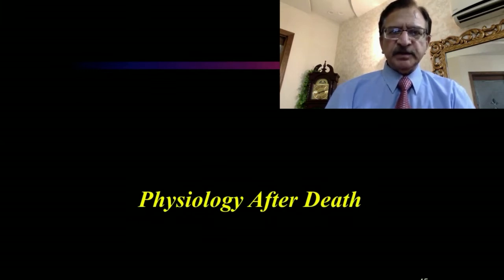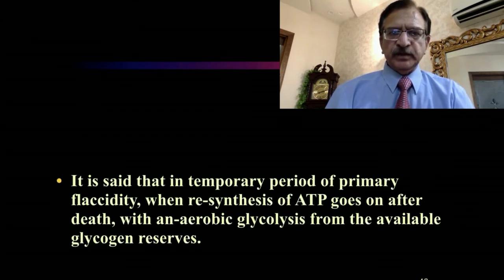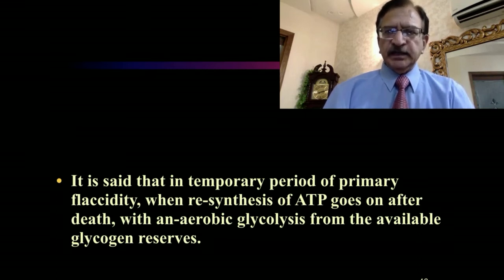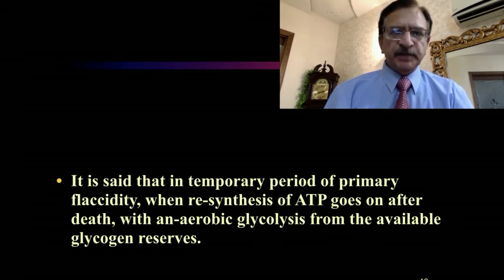Then what happens after death? Physiology changes after death. It is said that there is a temporary period of primary flaccidity, when the resynthesis of ATP goes on after death with anaerobic glycolysis from the available glycogen reserves. So there is anaerobic glycogenolysis going on in the muscles till the glycogen contents are completely utilized.